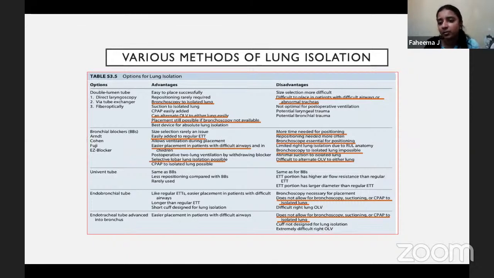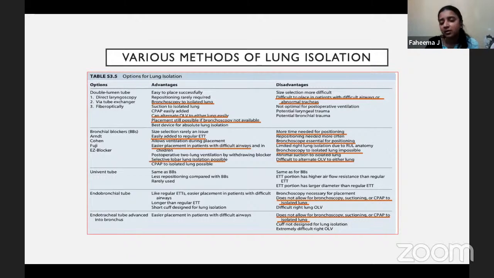The next option is bronchial blockers. The advantage of a bronchial blocker is that in case of nasotracheal intubation, distorted anatomy, or pediatric age group, bronchial blockers can be used, whereas the DLT tubes cannot be used. But the disadvantage is that we need bronchoscopic guidance to place the bronchial blocker. If a lung is blocked, the access to that lung becomes less, and we cannot switch over from one lung to the other easily during one lung ventilation.